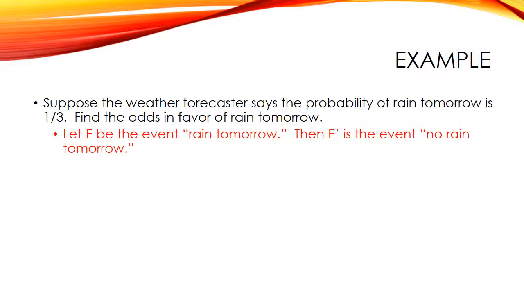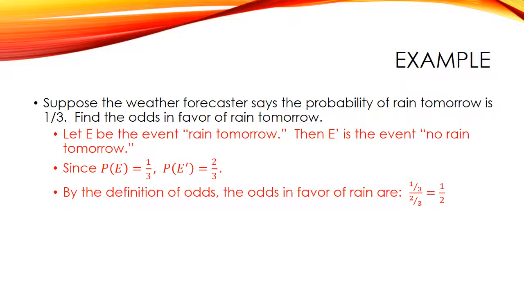So E is going to be the event rain tomorrow, and then E prime will be the event no rain tomorrow. The probability of E is 1/3, which means the probability that it won't rain is 2/3, because remember, the probabilities always have to add up to 1. So by the definition, we take the probability that it will rain and divide it by the probability that it won't rain. So 1/3 divided by 2/3 gives us 1/2, which is written as 1 to 2, or with the colon in between. So the odds in favor of rain tomorrow are 1 to 2.